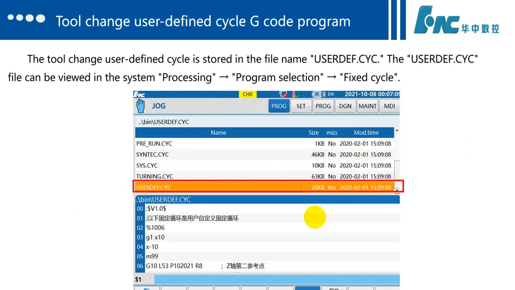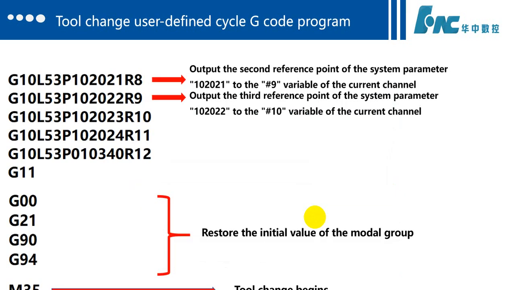The tool change user-defined cycle is stored in the file name userdef.cyc. The userdef.cyc file can be viewed in the System Processing Program Selection Fixed Cycle. And now we can see the tool change user-defined cycle G-code program and the instructions.